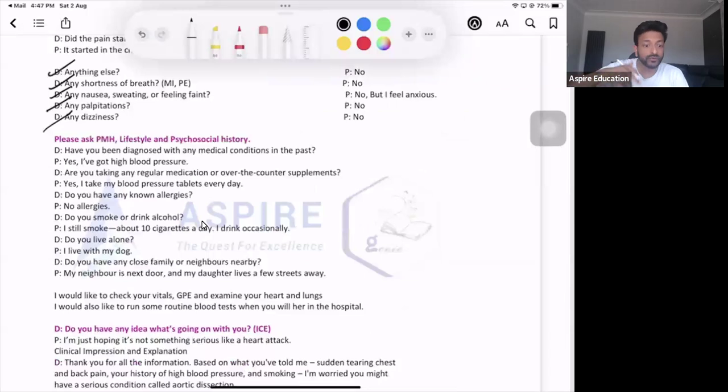So take the past, personal and social history and then tell the patient that we would like you to come to the hospital, and what we will be doing when you come here is your general physical examination. We'll check your vitals, we'll examine your heart and lungs as well. We'll be doing some blood tests as well when you come here, right?